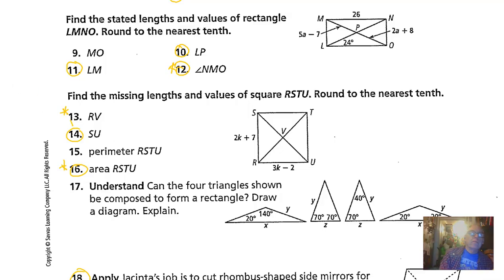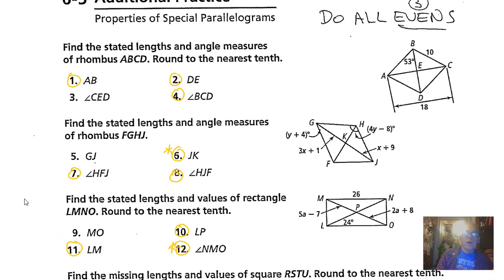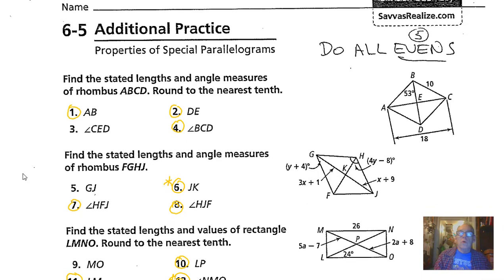So let's go back up. Let's see what we got here. So let's see. We do number 1. So we want to find out what AB is. They're giving us some information. Find the stated lengths for this rhombus rounded to the nearest tenth. So it's saying that ABCD is a rhombus. Now, since this is a rhombus, if this is labeled 10, all of these sides are 10s. So let's label that on there. We got a 10 there. This is a 10, and this is a 10.